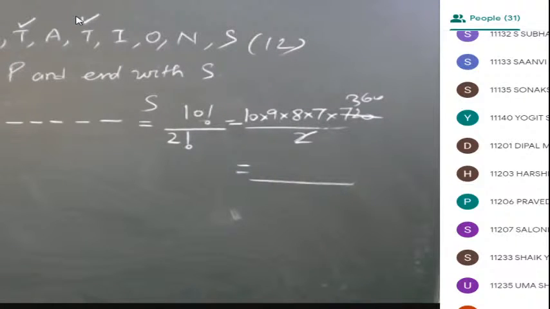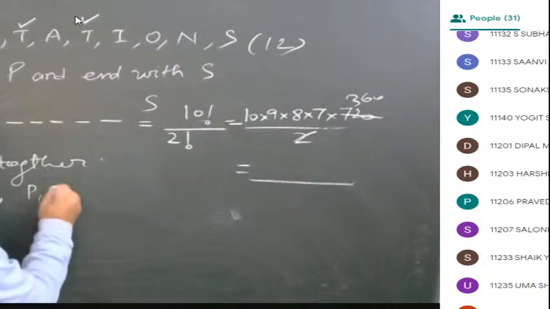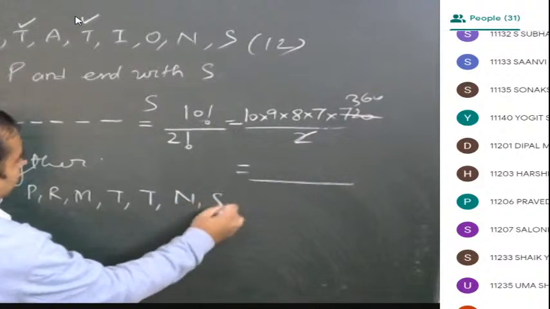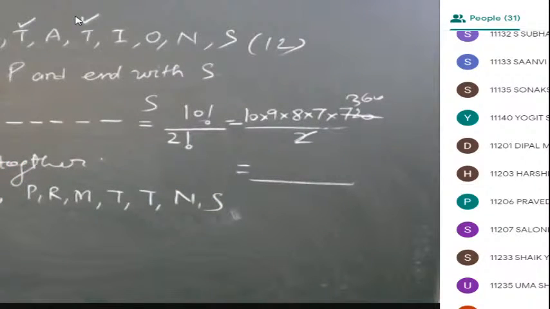Let us write separately the vowels: E, U, A, I, O. Then I will write consonants: P, R, M, T, N, S. Then the number of possible permutations: let us consider all these vowels as a single letter.